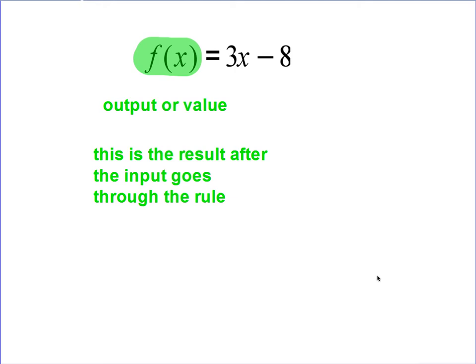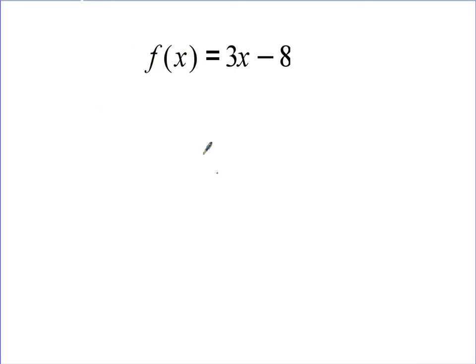And then lastly, whatever's on the left side, so f of x, is the output, or you might hear it called the value of the function. So this is the result after the input goes through the rule. So let's say, for example, that I asked you to find f of 2. If I ask you to find f of 2 or evaluate f of 2, I'm telling you that 2 is the input. So I want you to put 2 into this rule and tell me what the value of it is after we simplify it and put it through the rule.